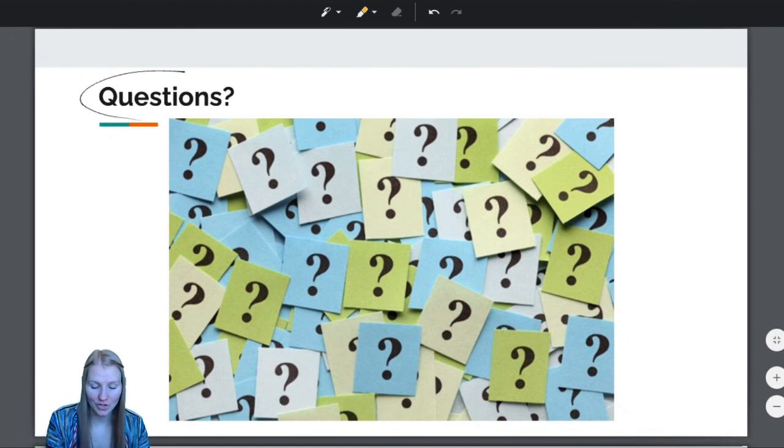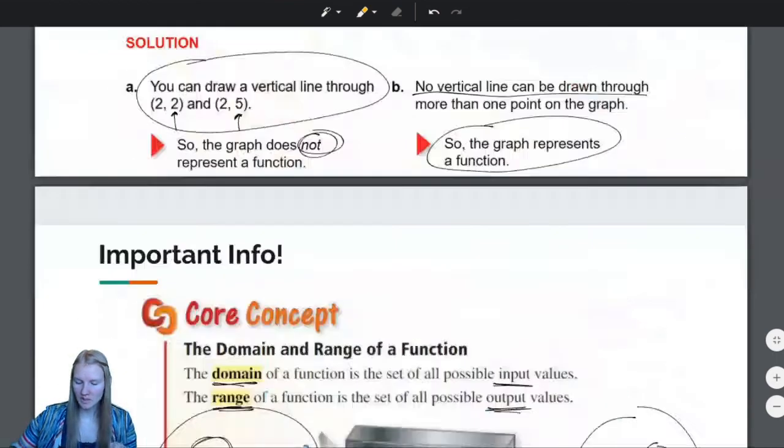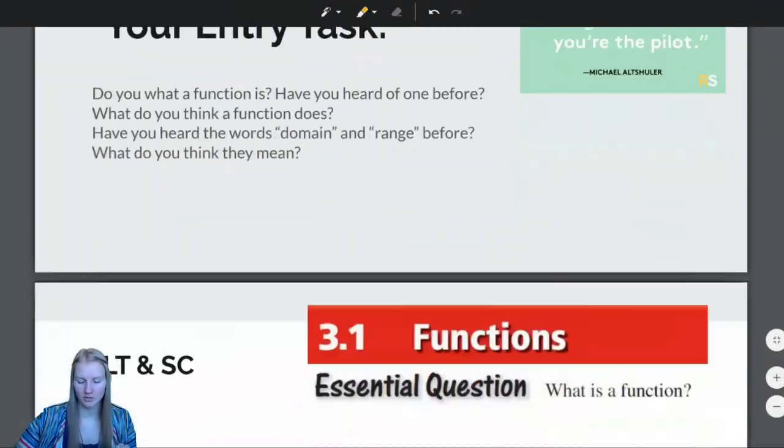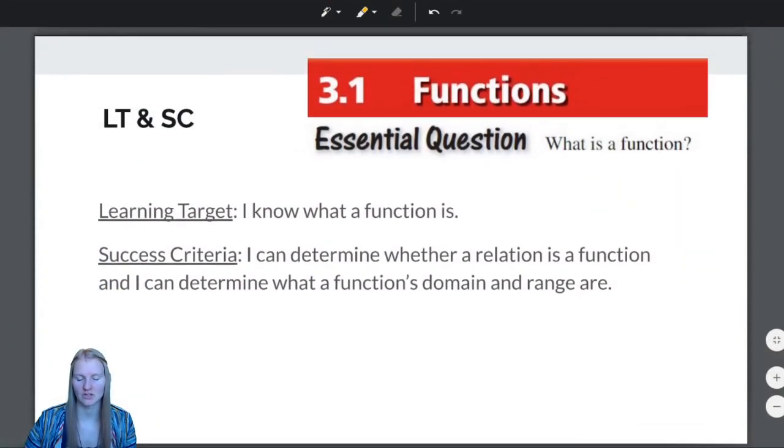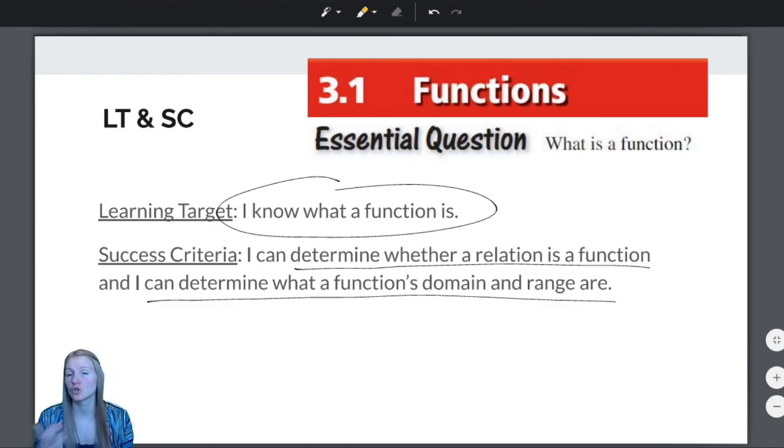What I'd like you to do at this point in the video is ask yourself, do you have any questions? And if you think, well, I'm confused, but I don't have any specific questions, here's what I want you to do. Think back to our learning target and our success criteria. Do you know what a function is? Can you determine whether a relation is a function? And can you determine what a function's domain and range are?